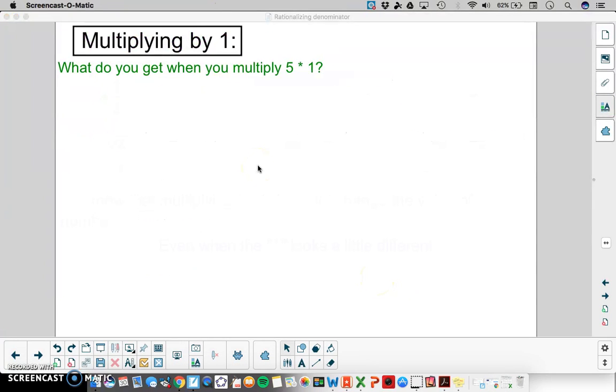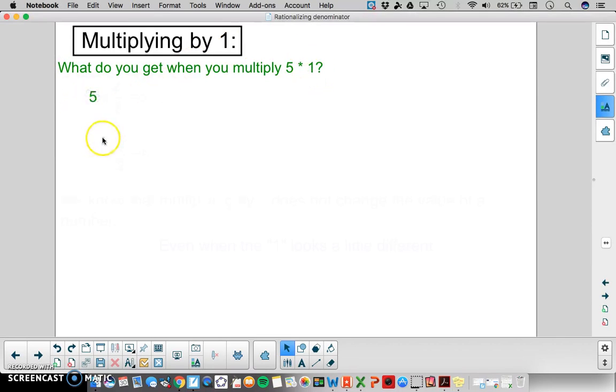Next, we want to take a look at what happens when we multiply by 1. So what do we get when we multiply 5 times 1? And of course we know that answer is 5. What if I changed what 1 looked like? So instead of just multiplying by 1, what if I multiplied by 2 over 2? Which of course 2 divided by 2 is still 1. So I'm really just still multiplying 5 times 1. And that's still going to equal 5.